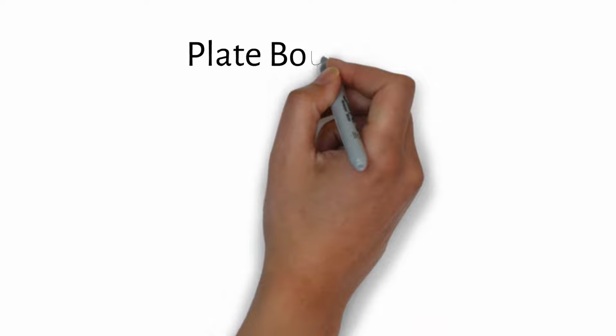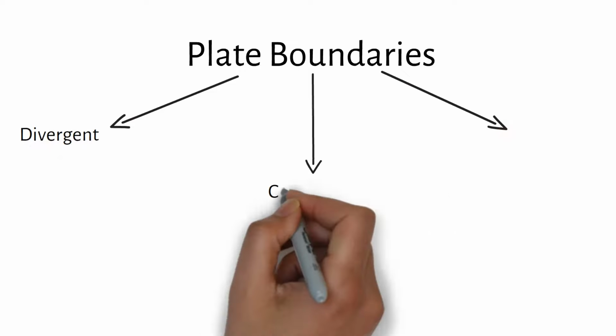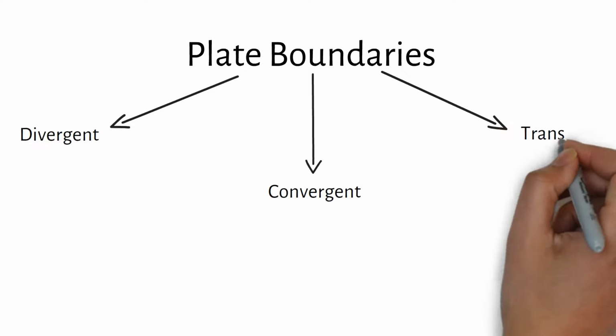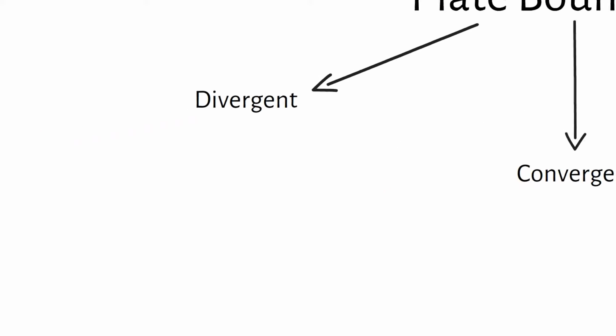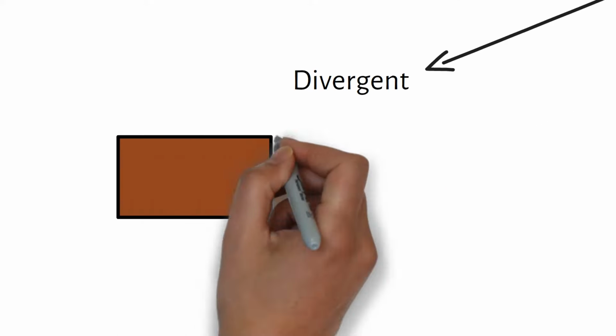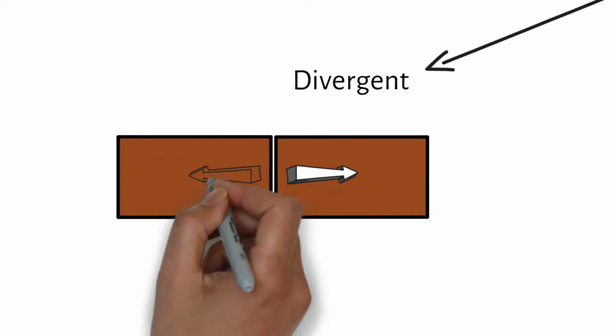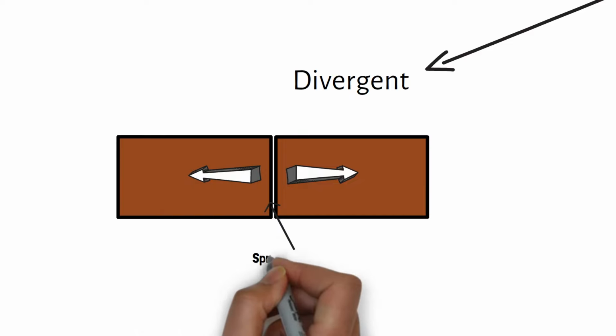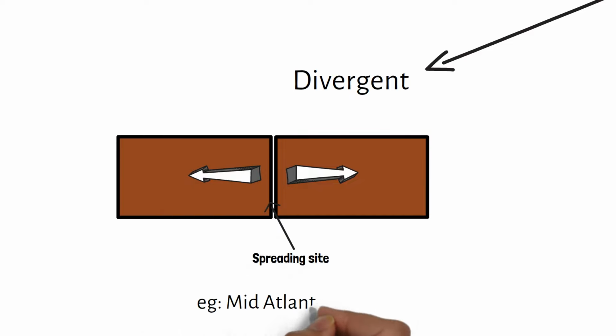Next, let's take a look at plate boundaries. There are 3 types of plate boundaries: divergent boundaries, convergent boundaries, and transform boundaries. Divergent. A new crust is formed when the plates pull away. The pull away site is called spreading site, example Mid-Atlantic Ridge.